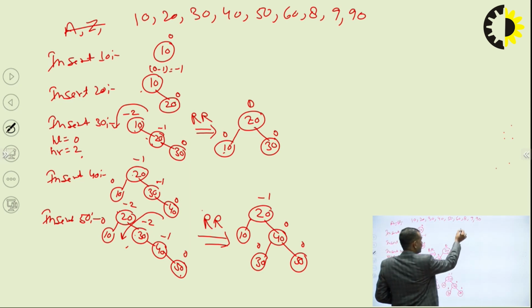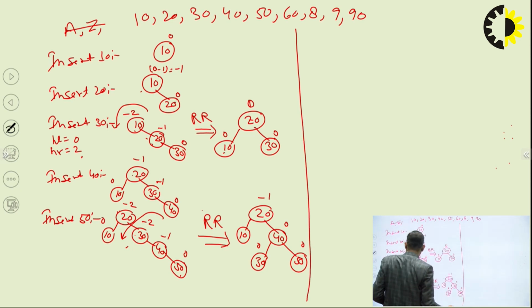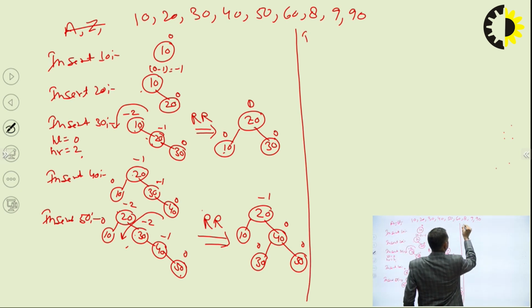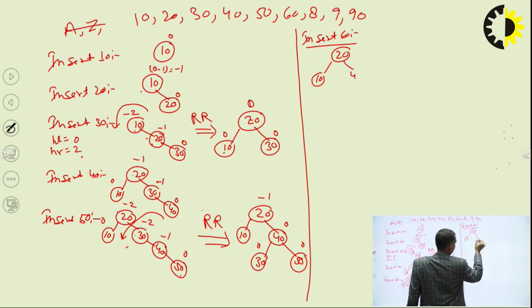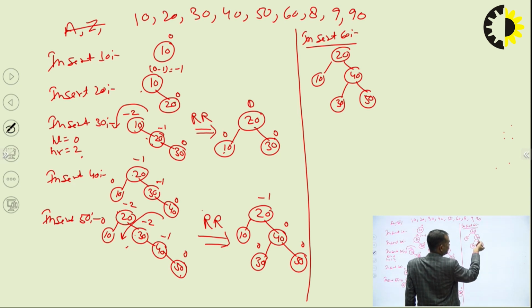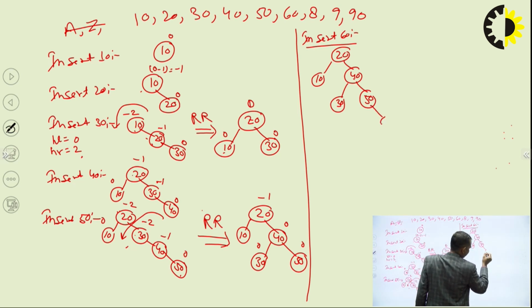Okay. Now we have to insert the next element, that is 60. So the tree has 20, 10, 40, 30, 50. 60 is larger than 20, larger than 40, and larger than 50, so it will go to the right side of 50.